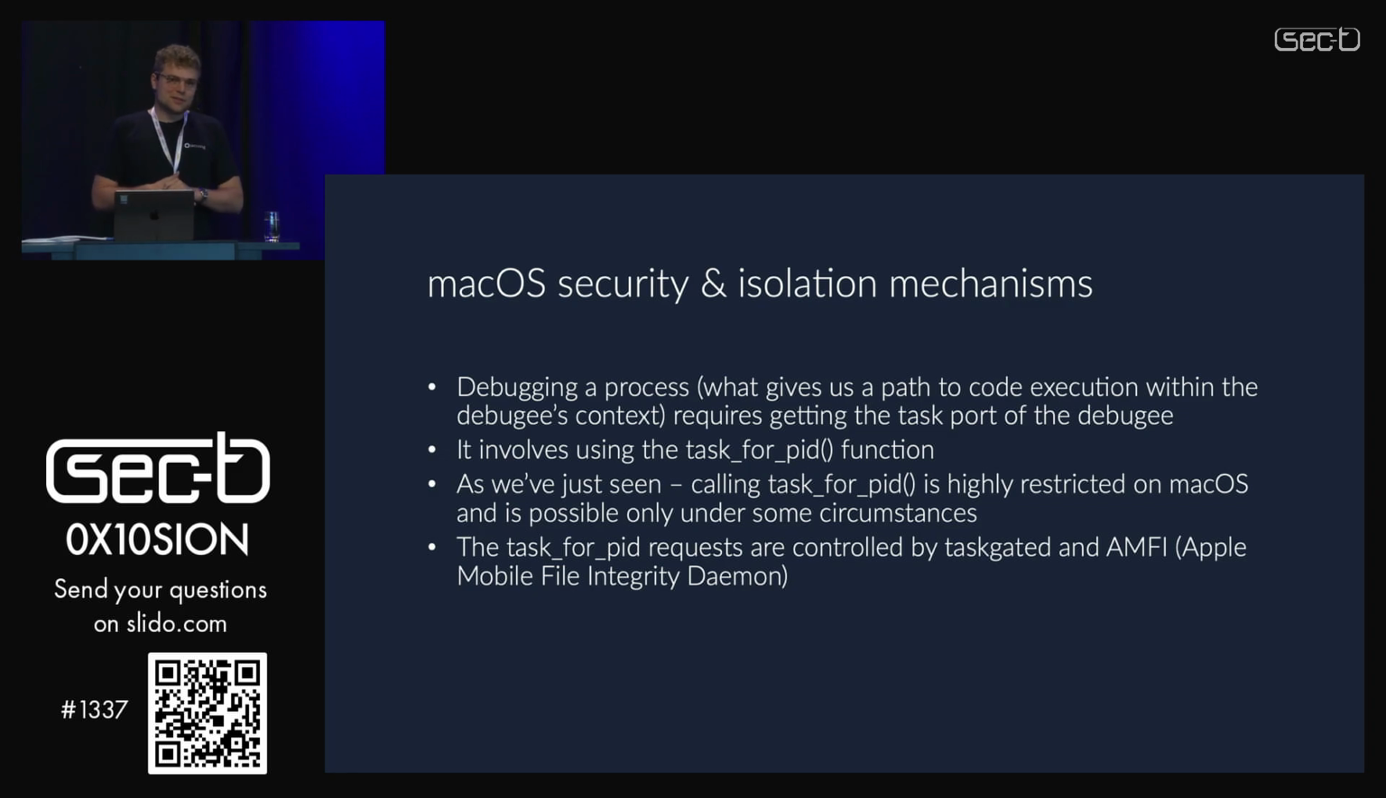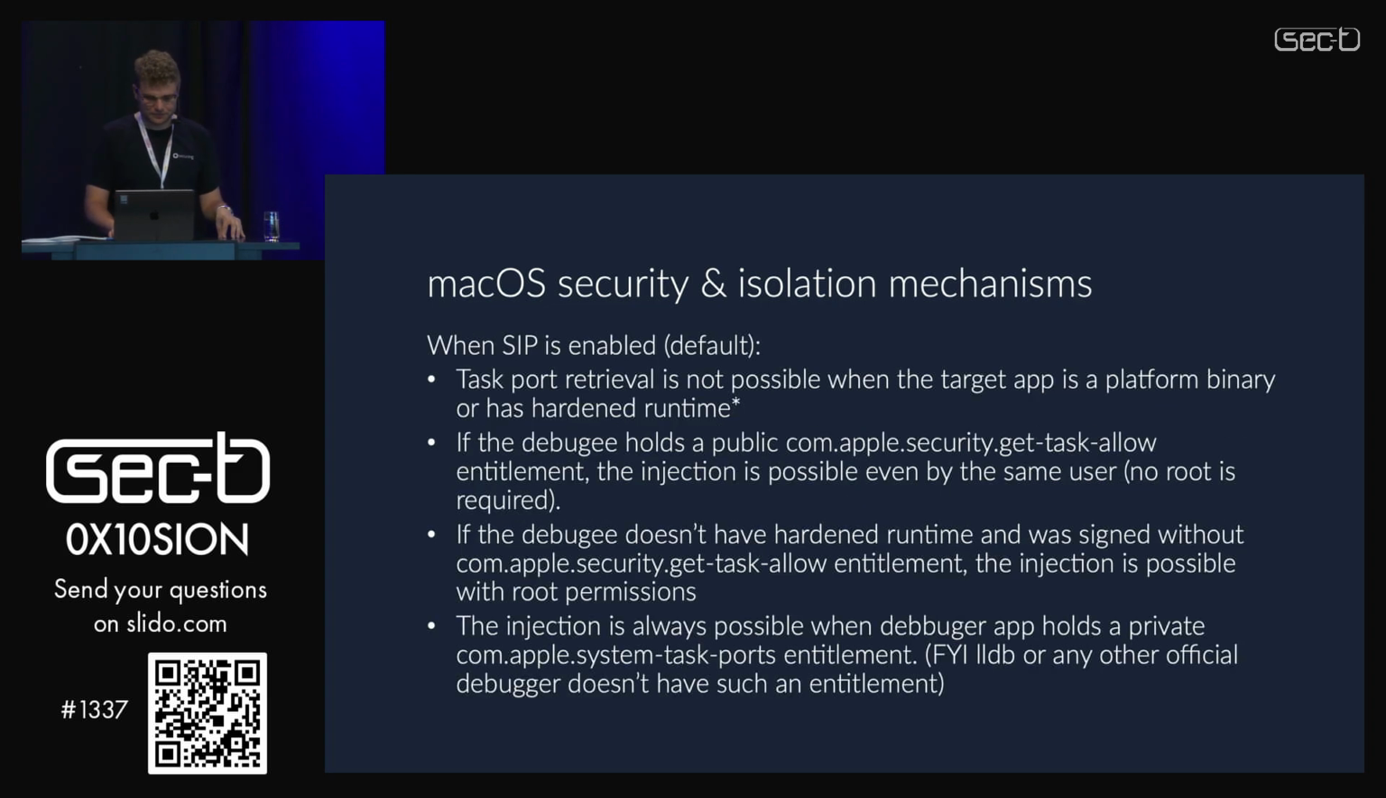Because debugging a process, which gives us a clear way to control the process, requires the task port of the debuggee. And as I've just said, it involves using the task for PID function. And task for PID is allowed only under some critical circumstances. And you have to know also that the task for PID requests are controlled by taskgated daemon and AMFI, which stands for Apple Mobile File Integrity Daemon.